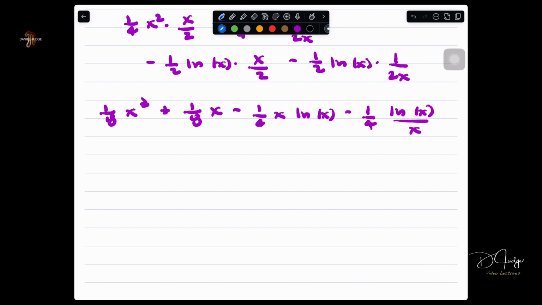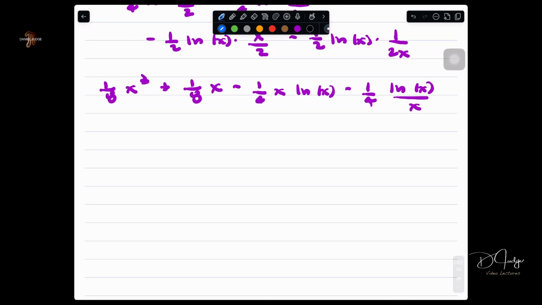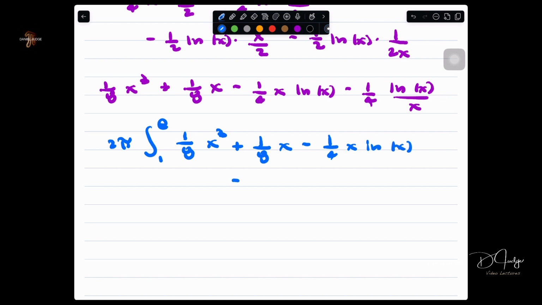So, okay, there's a factor of 2 pi here, so we're going to have to take 2 pi, you integrate from 1 to e, 1/8 x cubed, 1/8 x, 1/4 x natural log x, minus 1/4 natural log x over x dx.